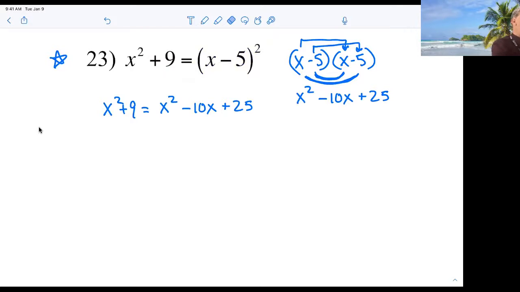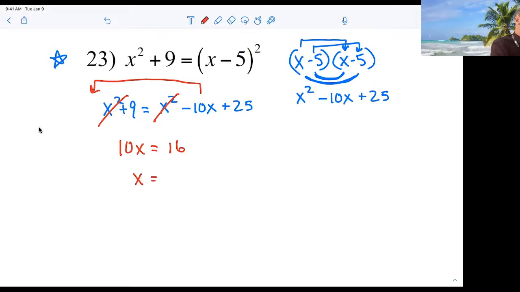All right, now it's a quadratic. Uh-oh, it's not really a quadratic, because what can happen to the x squareds? They cancel. All right. So again, I like the x is positive. So I just say 10x is equal to 16. 16 over 10, which is 8 over 5.